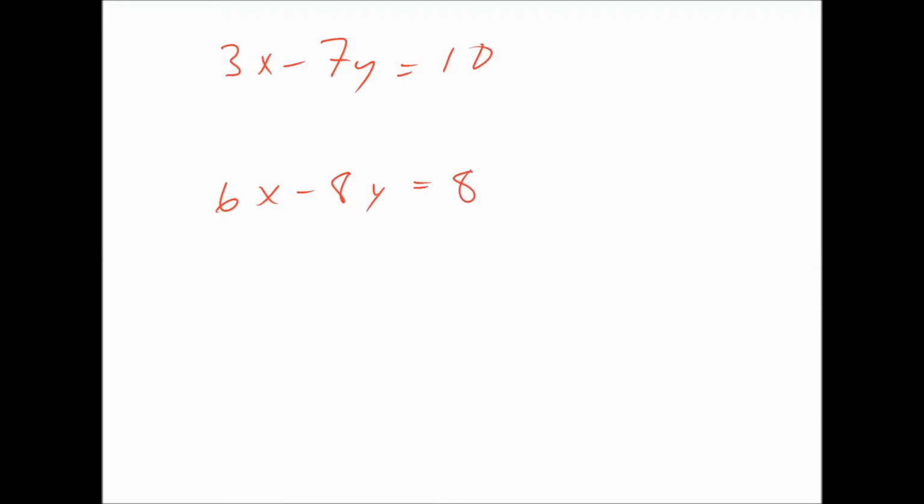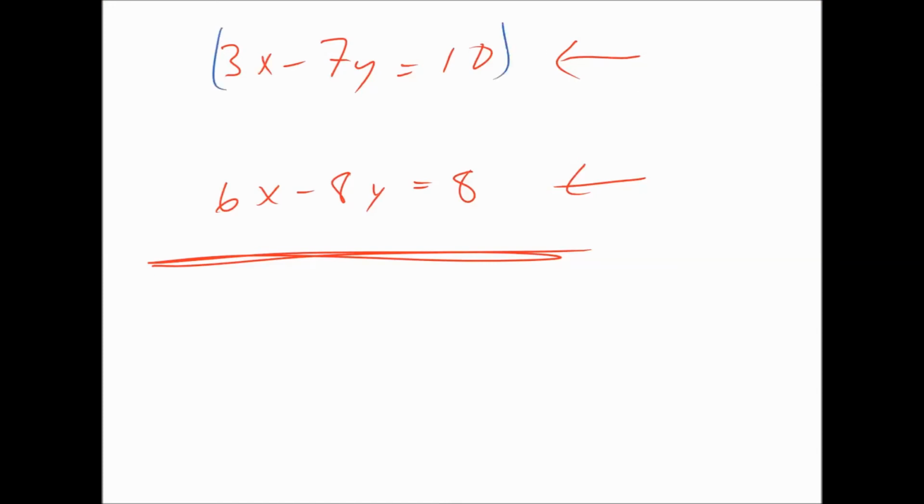What I need to do in the elimination method is, I'm not going to solve for a variable like in substitution. I'm going to change one of these equations so that when I add them together, one of the variables gets canceled out. It gets eliminated. The easiest way is to change this 3x to a negative 6x by multiplying by negative 2. So multiply everything by -2. We get negative 6x plus 14y equals -20.